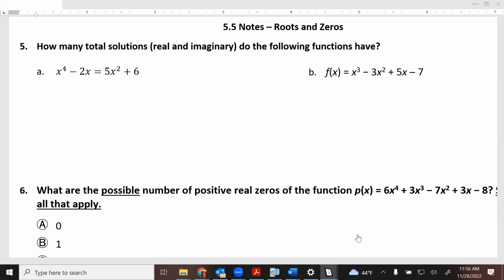The first thing I need to do is figure out what is going in the box. What goes in the box? 3. Take this thing right here, set it equal to 0. I would add 3 to both sides. X equals 3. Put this in the box.